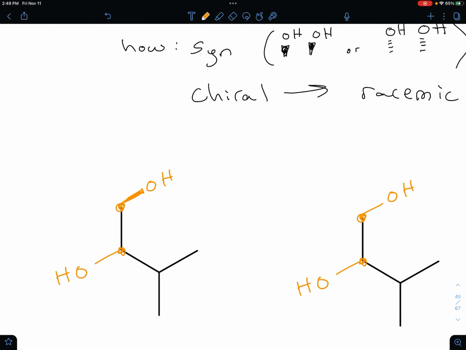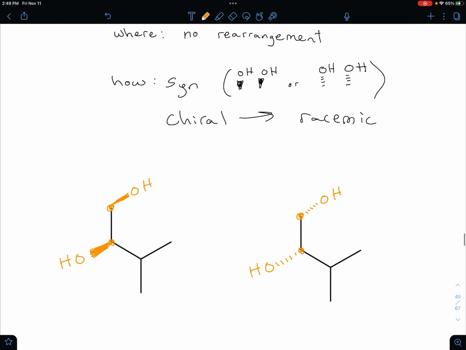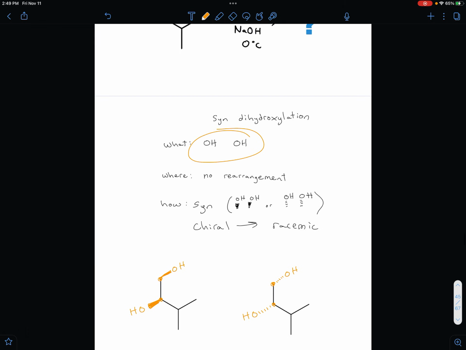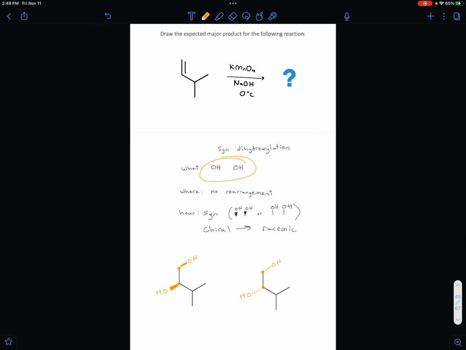One where both of these OHs are coming out at us, because they are syn, and one where both of those OHs are going away from us, because they're syn. And so you get a 50-50 mixture of those 2 enantiomers in this reaction.